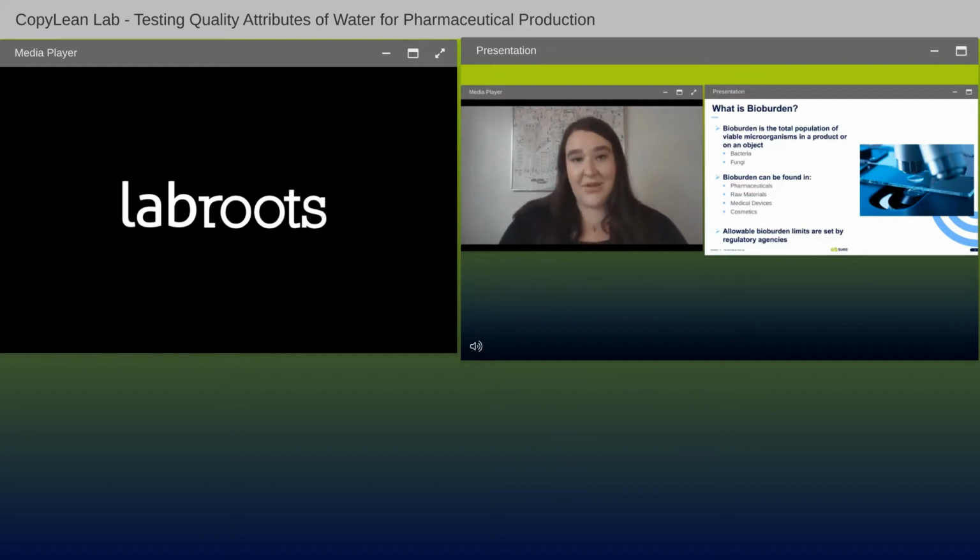Fungi is generally broken down into two groups as a bioburden that's seen in production facilities, and that's molds and yeast. So a mold has a very fuzzy appearance. It can be orange, black, green, purple, and found in several different types of shapes. A yeast is a type of fungi that contains a single cell and can cause infections in individuals who are immunocompromised.